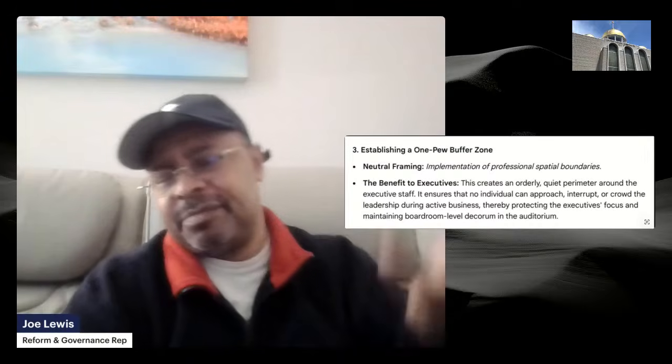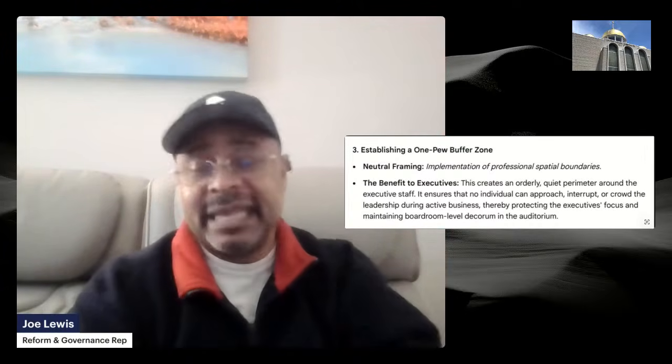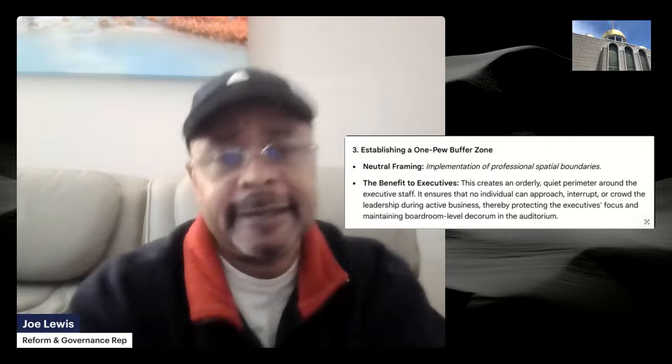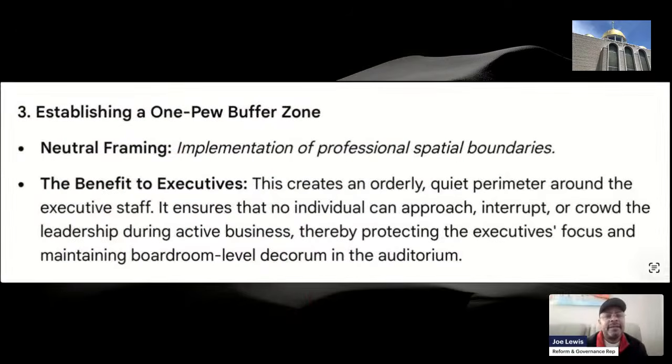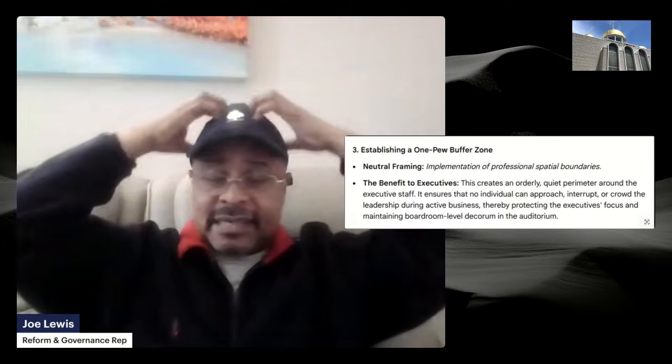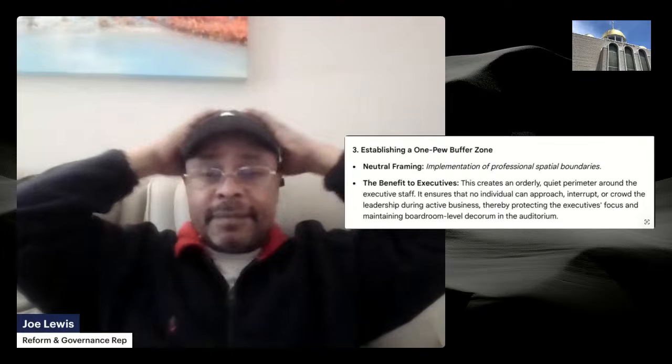It immediately lifts and completely raises the playing field for everyone, everyone. This creates an orderly, quiet perimeter around the executive staff, thereby protecting the executive's focus and maintaining boardroom level decorum in the auditorium, right? Again, they're in their space, everyone is around them, and it allows for that barrier to be removed that is psychological in the minds of the people. Next frame.